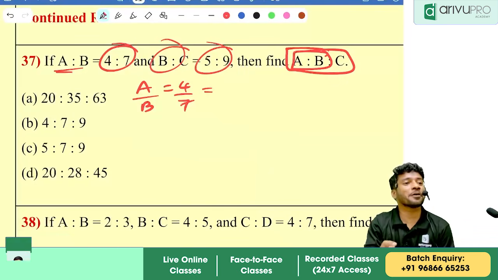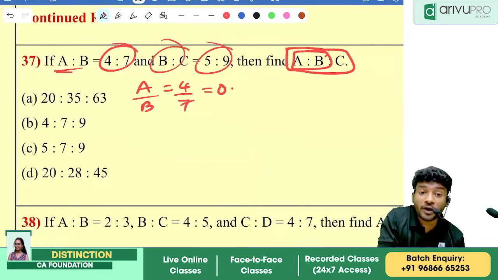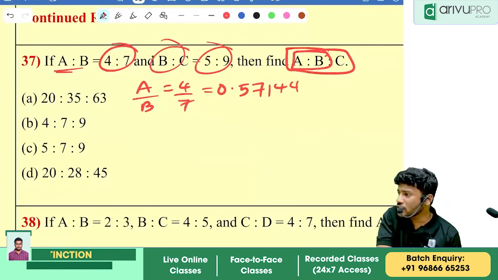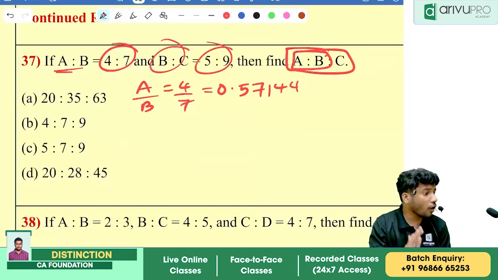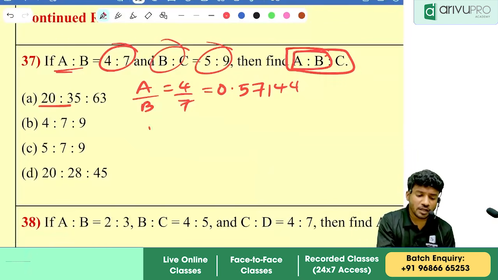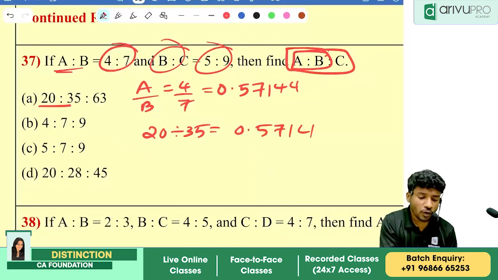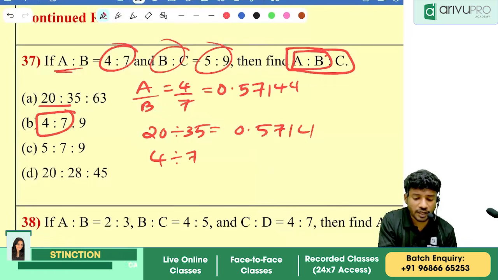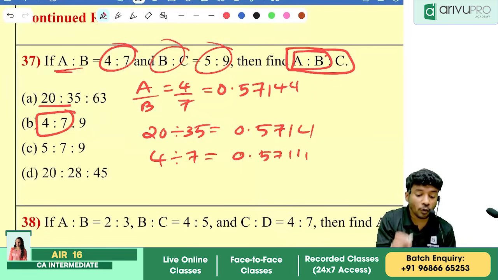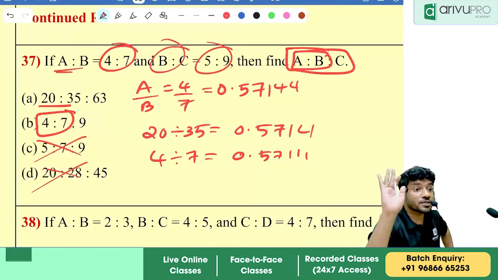4 by 7. 4 divided by 7 is equal to 0.57144 something you are getting. Now we will check with the options. Which option will you check first? Option A is there. Check with option A. 20 divided by 35 is how much? 0.5714. Check with the second option also. 4 divided by 7, which is equal to 0.5714. That means checking using the first two options is inconclusive.